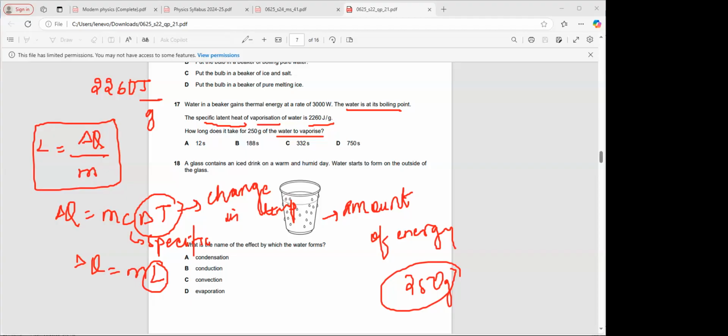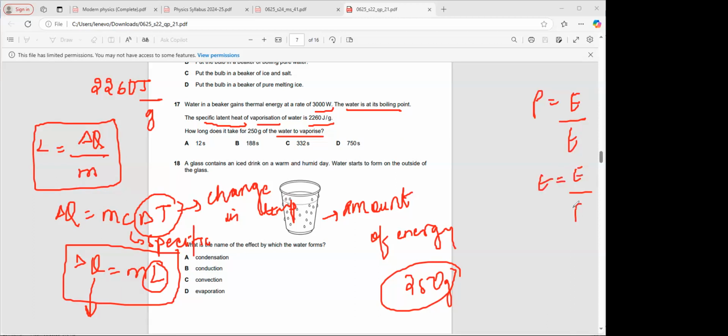Wait, Q is what again? Q is the heat energy. Okay. Q is the amount of energy. So L is equal to Q by M. Or straight away, this is the formula. Delta Q is equal to ML. Using that, calculate the amount of energy, heat energy, right? And once you have heat energy, you should know the formula that energy by time is power. And we already have power, that is 3000 watts. So time will be calculated. That is the second step. But first you calculate the energy. Then we'll put it into this formula. So time will be simply energy divided by power.